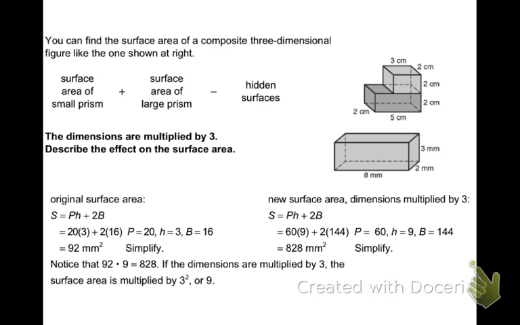We continued on, and then we stopped at the surface area of composite figures. Now remember, they said to do surface area of small prism plus the surface area of large prism minus the hidden surfaces. I said take the surface area of the big one and add the lateral area of the small one. If you do that, you can get the same composite figure surface area.